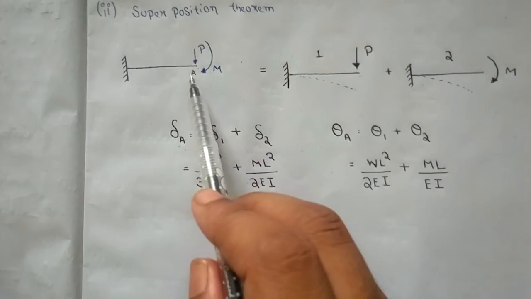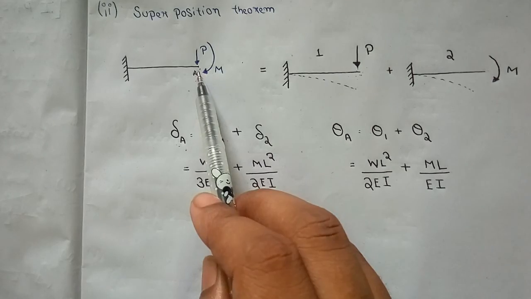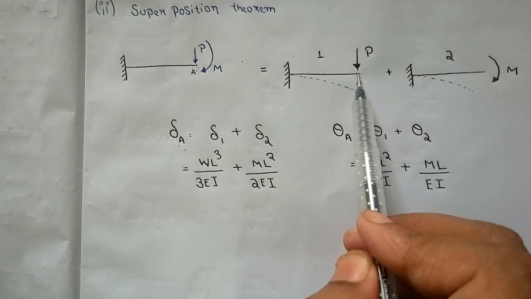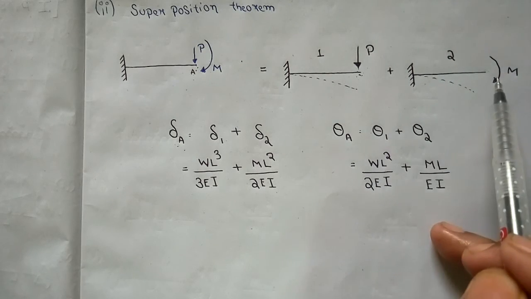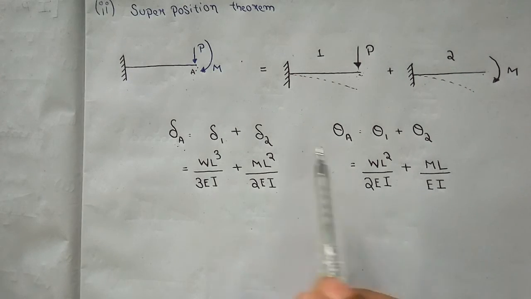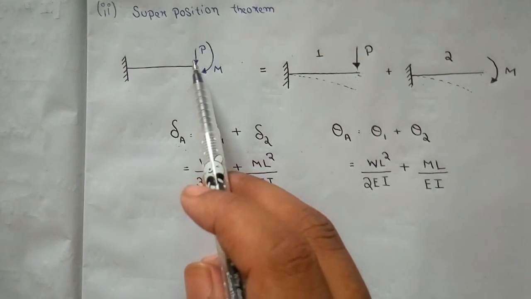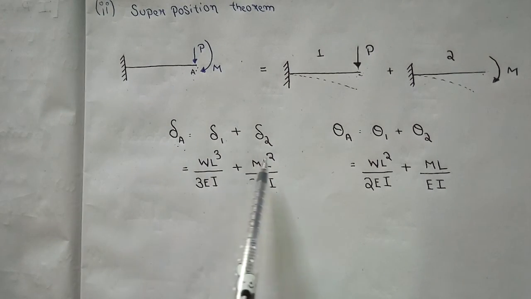Similarly, if we are asked to find theta A at this point, then we can also say that it is equal to theta 1 due to this point load P, plus theta 2, that is the slope due to this point moment M. We can simply add, if we know all the values, the value of point load P and the others, which will all be given in the question. We simply put in all the numerical values and find the answer. So this is all about the superposition theorem. It is a very easy method. It is just the addition of two formulas, nothing else, right?